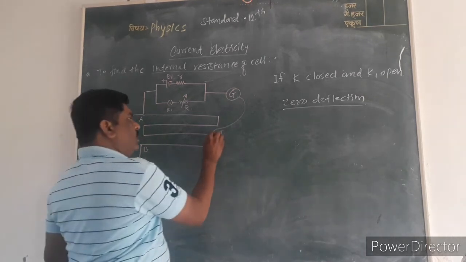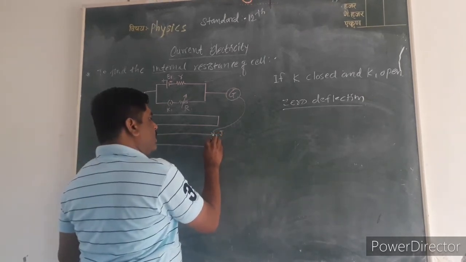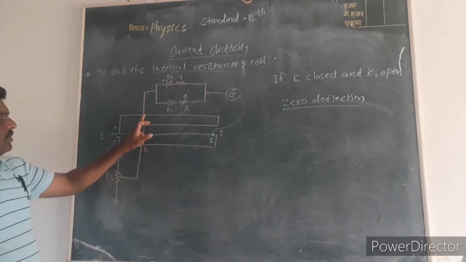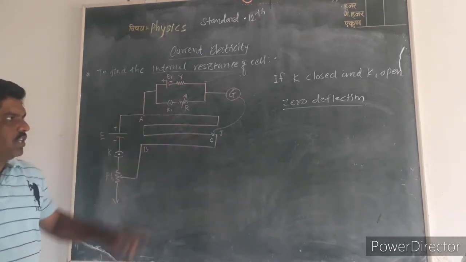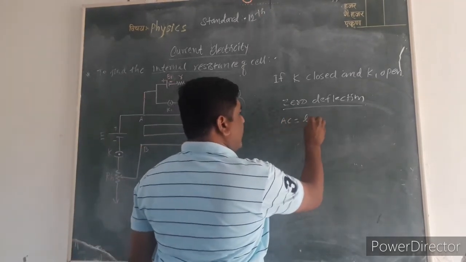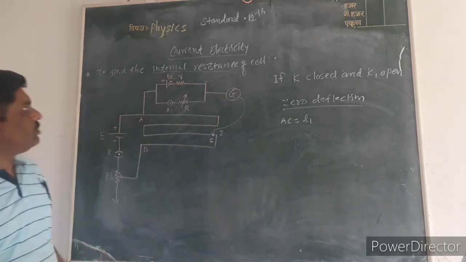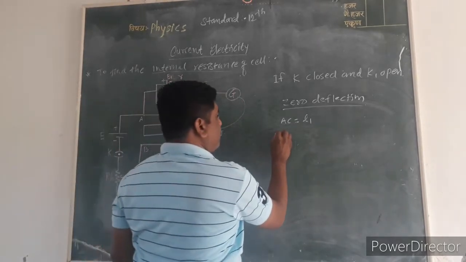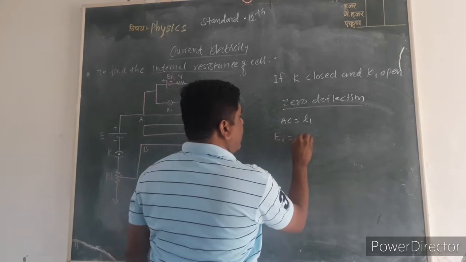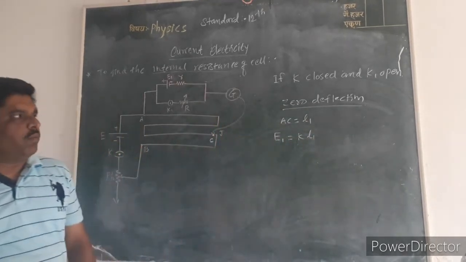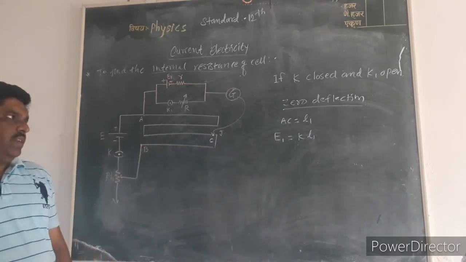Suppose that deflection is observed at point C, then measure the distance between A to C. Suppose this distance AC is equal to L1 due to cell E1. Therefore, E1 is equal to K into L1, where this K is called potential gradient.